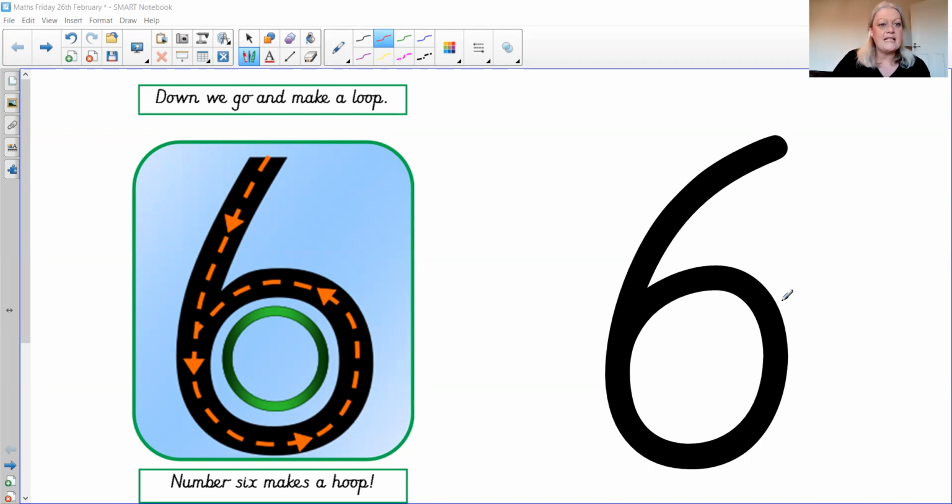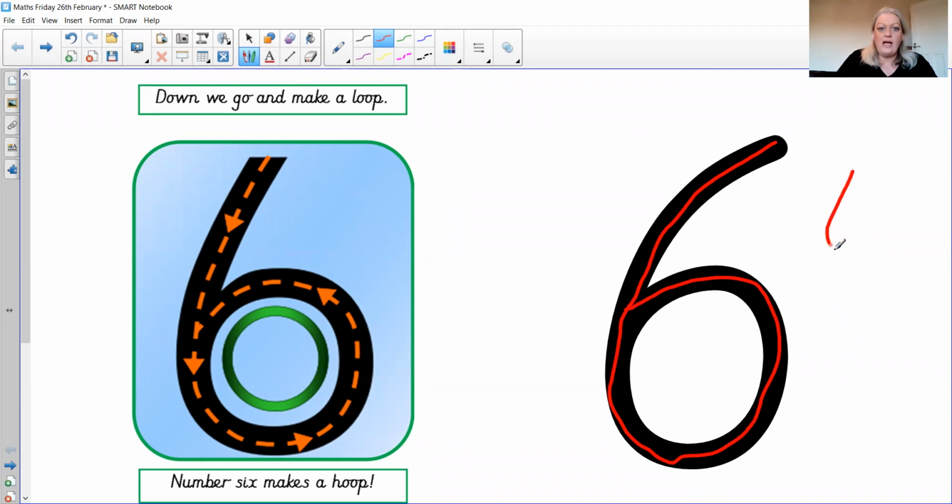And the little rhyme we say is, down we go and make a loop, number 6 makes a hoop. So we say, down we go and make a loop, number 6 makes a hoop. Say it again. Down we go and make a loop, number 6 makes a hoop. So pause your video now and practice forming the number 6, please. Fabulous, thank you.